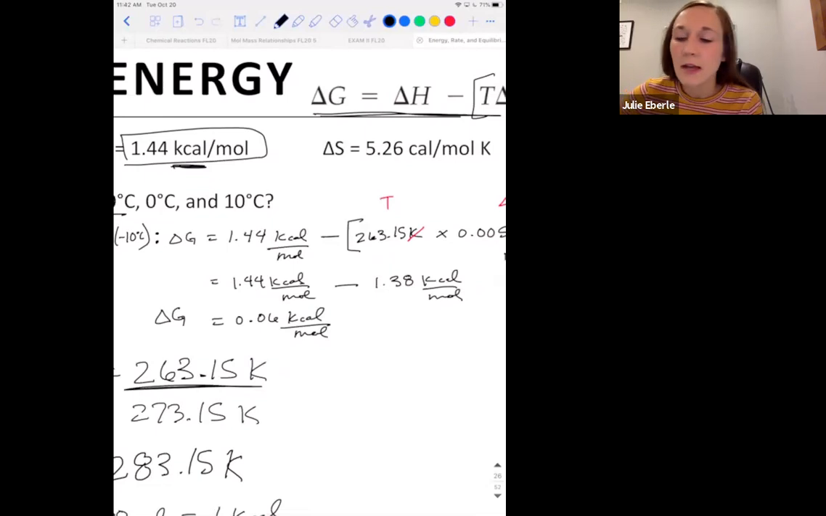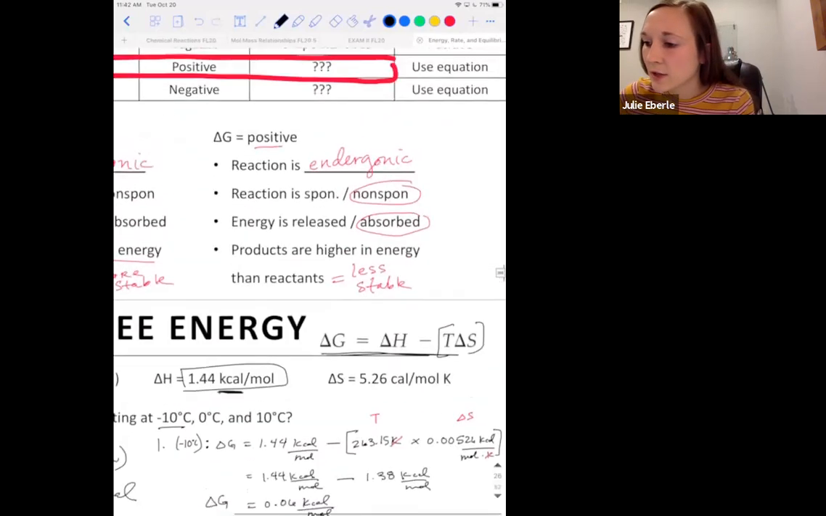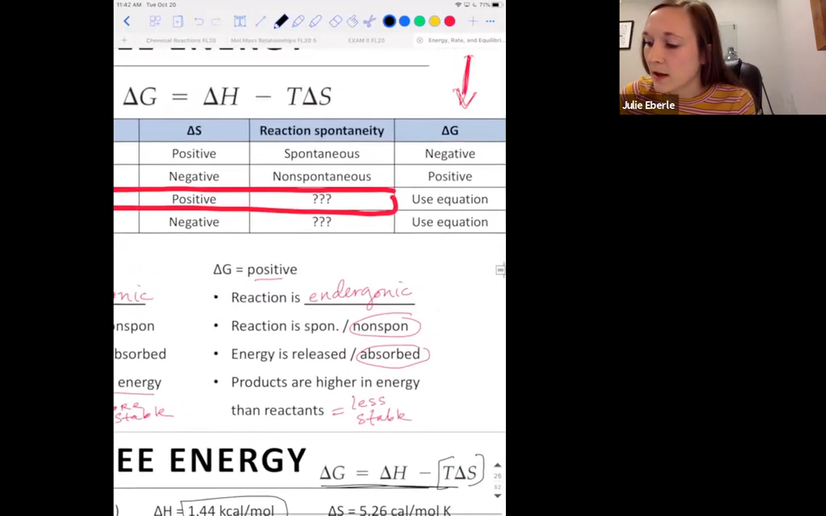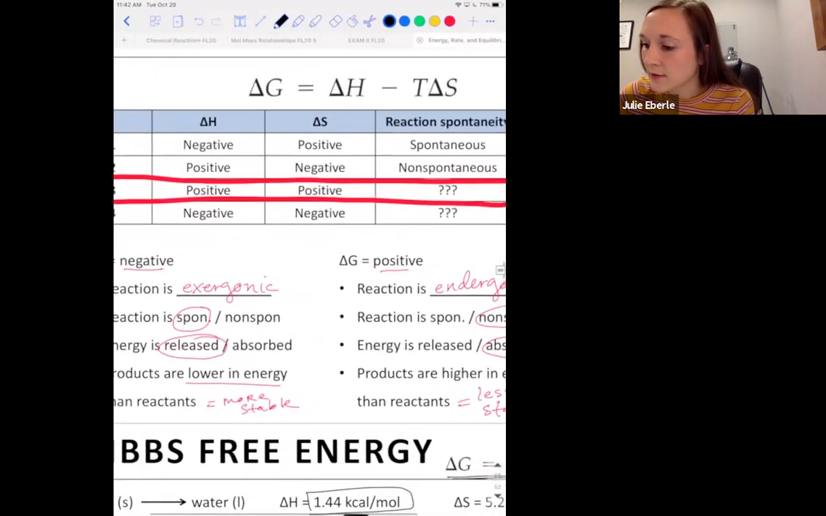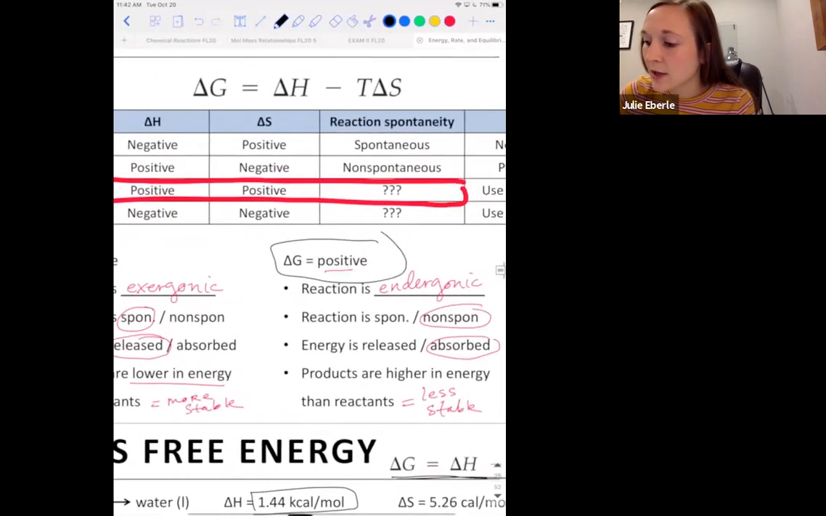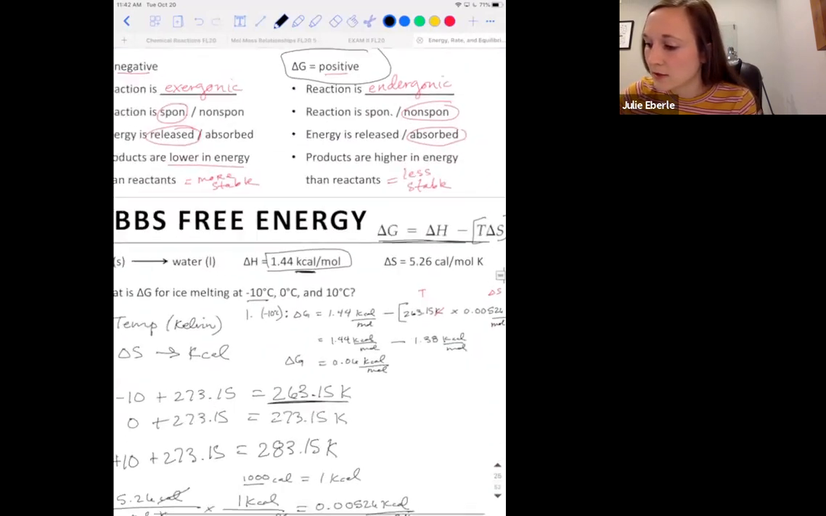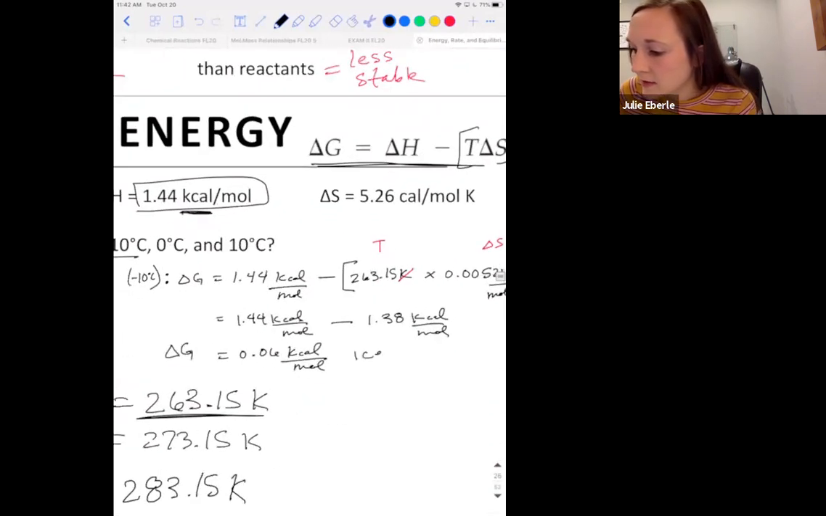Yeah. And because it's positive, look at our table, remember, here's positive delta G. This is an endergonic reaction. It is non-spontaneous. Won't happen. Ice will not melt at negative 10 degrees Celsius. So what this means, ice won't melt.